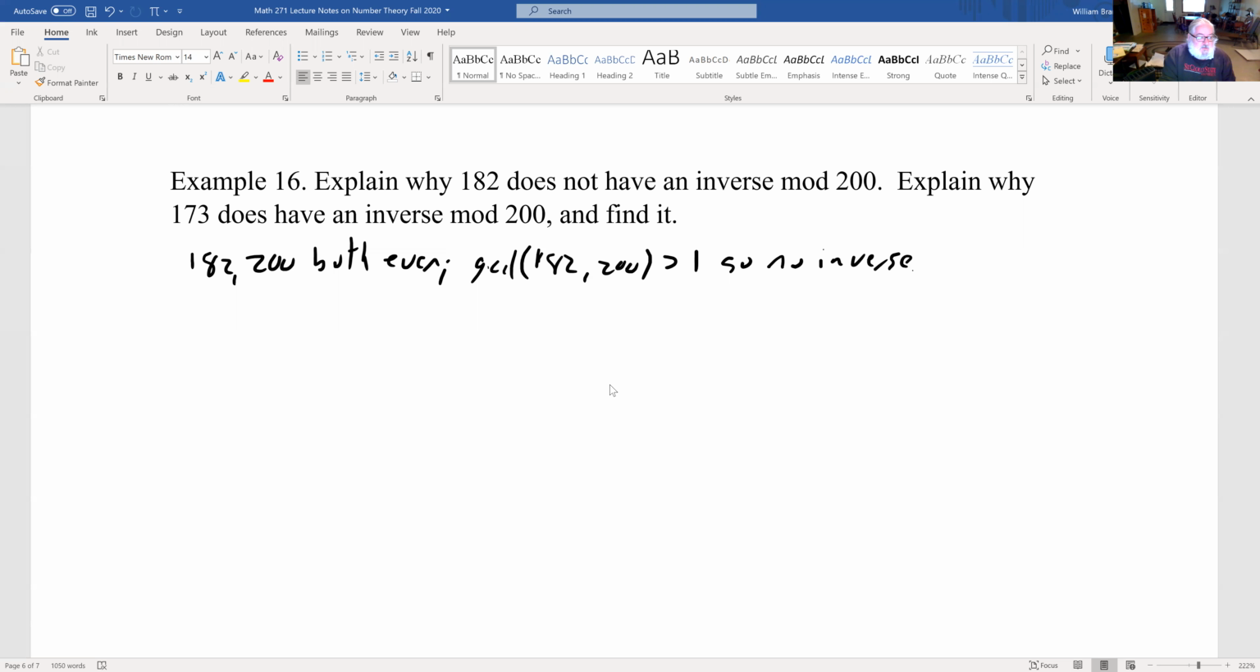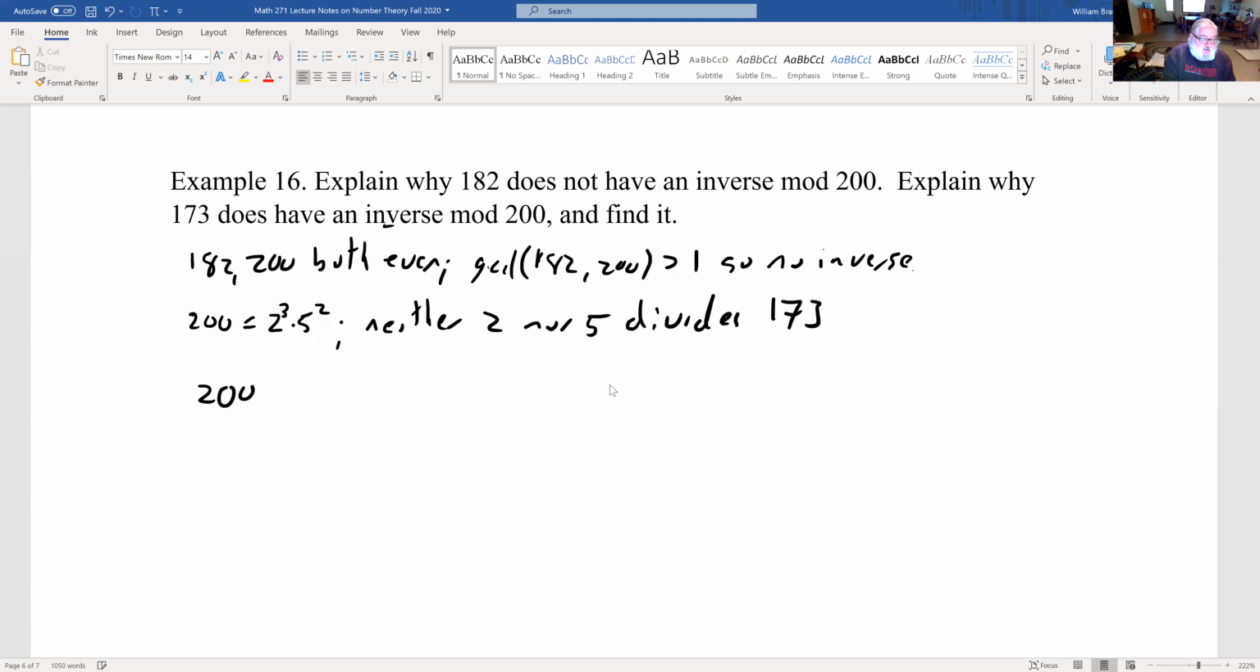But we know that 200, right? 200 is 8 quarters. So it's 8 times 25, 2 cubed times 5 squared. Neither 2 nor 5 divides 173 because it's an odd number that doesn't end in 5 or 0. So the greatest common divisor of 173 and 200 has to be 1, right? And so that means that we can find an inverse to 173 mod 200. And how do we go about doing that? We run the Euclidean algorithm.